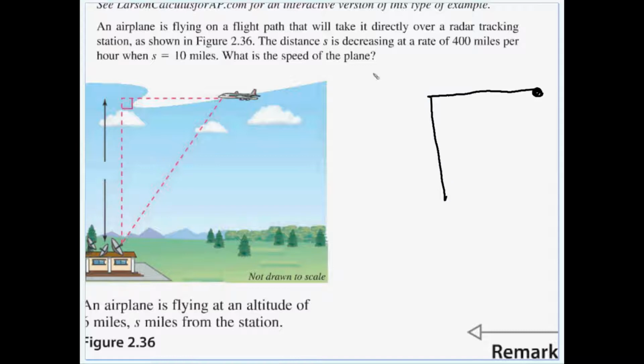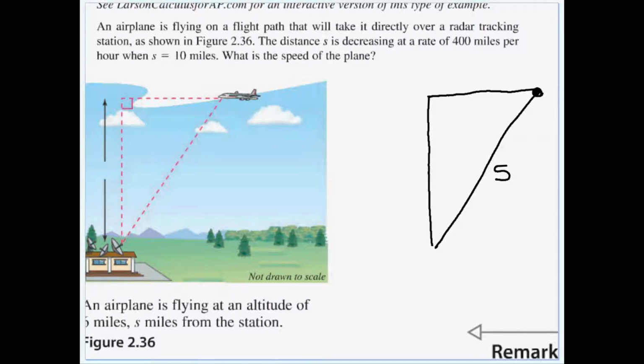And then the radar, ooh, that's bad. The radar station is right down here below at this vertex of the triangle. And if I remember, I think we're going to call this side S. So it's flying at a path taking it directly over the radar tracking station. The distance S is decreasing at a rate of 400 miles per hour when S equals 10. What is the speed of the plane?